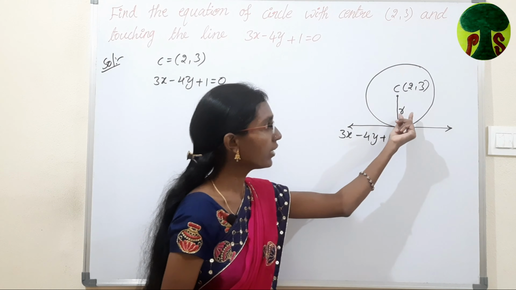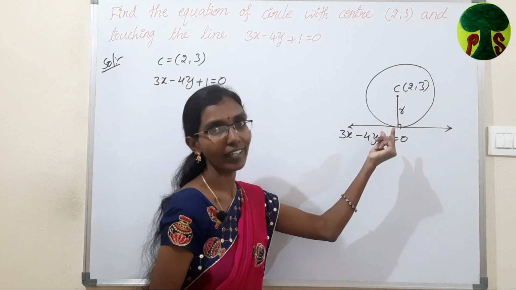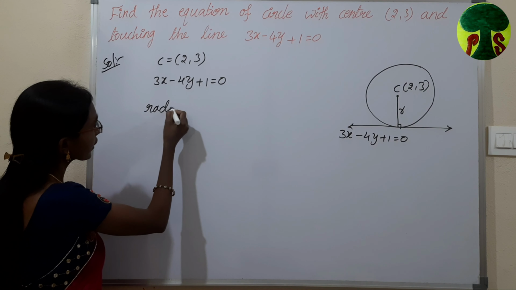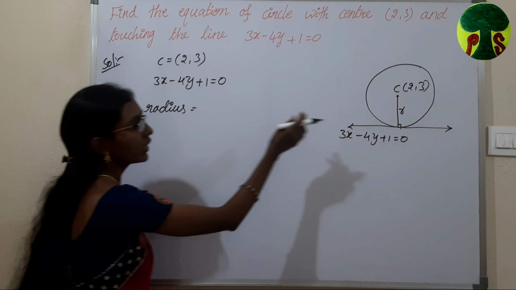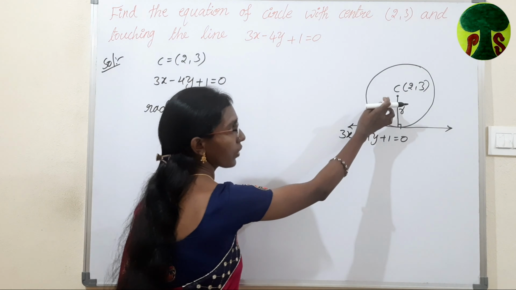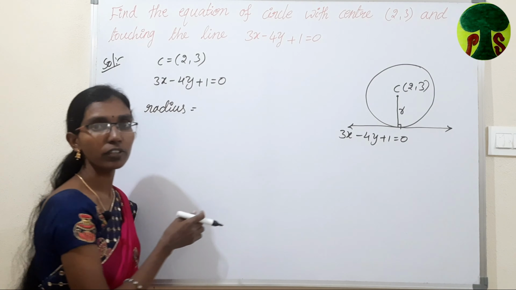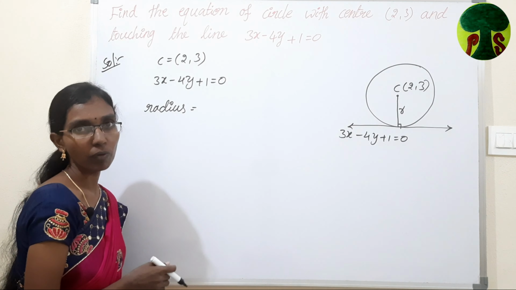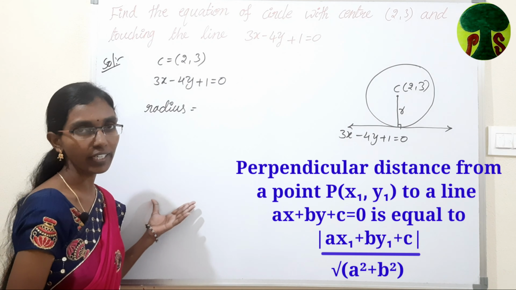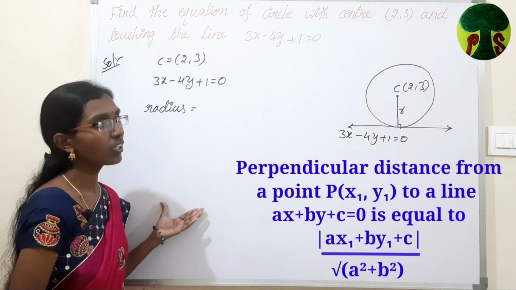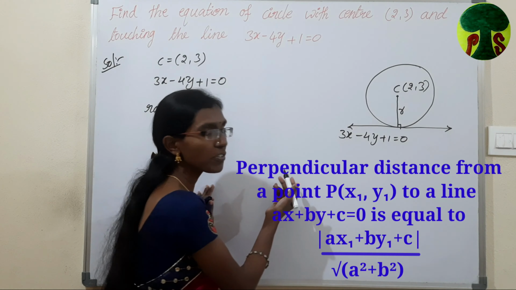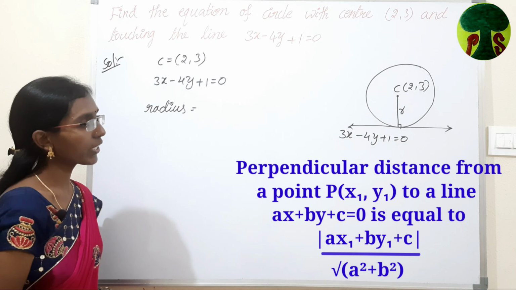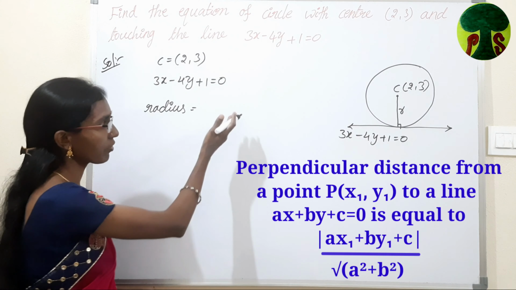So here what we have to find? We have to find the radius of the circle by using the given condition. Radius of the circle is nothing but the perpendicular distance from the center to this line. So how will we find this distance? By using the formula. So what is that formula? If P(x1, y1) is the point and the equation of a line is ax plus by plus c equals 0, then the perpendicular distance is mod of (ax1 plus by1 plus c) divided by square root of (a square plus b square). That formula we have to use here.